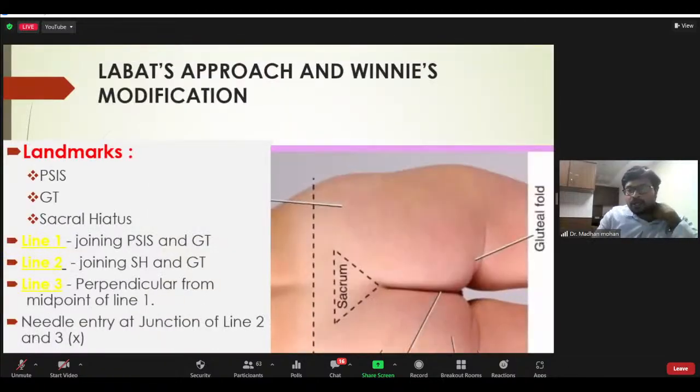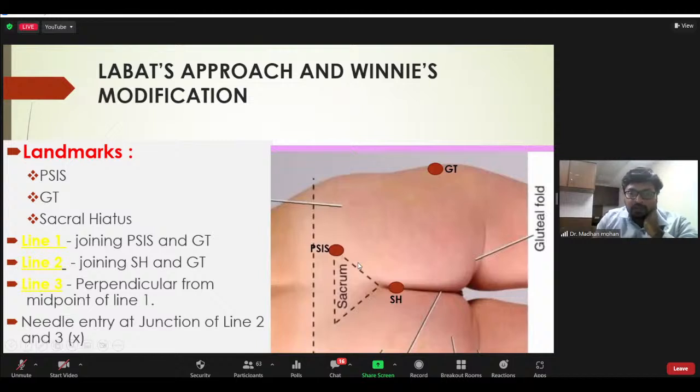So coming to the gluteal approach of the sciatic nerve block, here we have two named approaches. One is the Labat's approach and another one is the Vinod modification of the Labat's approach. So for that, again, position will be the same. Patient will be in lateral decubitus position or even the prone position. You need to identify few bony landmarks. One will be the posterior superior iliac spine and other one will be the greater trochanter and other one will be the sacral hiatus.